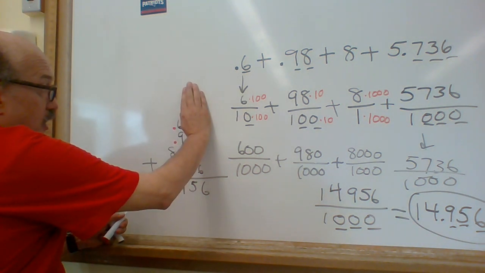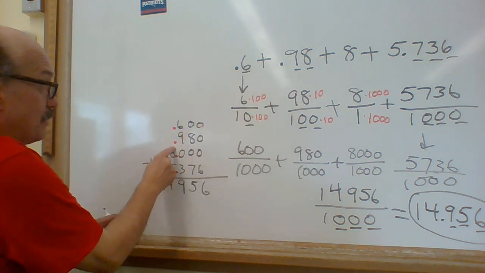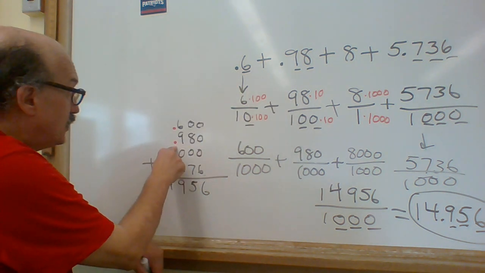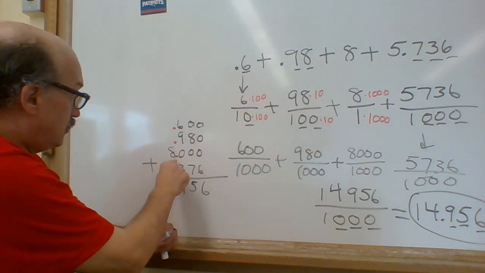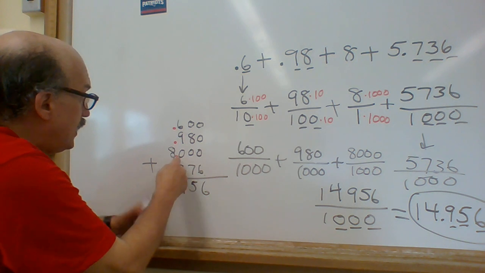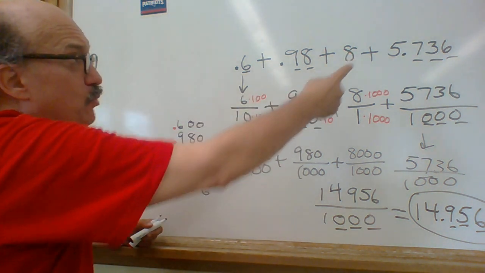Let's pretend I just started with the 0.6 without putting the zeros. Then 0.98. Notice I put the decimal point of the 0.98 right below the decimal point for the 0.6. And then the 8, I have to realize it's 8 point. So putting that decimal point at the end or to the right of the 8. So there it is, lined up with the others, okay? And then the 5.736.